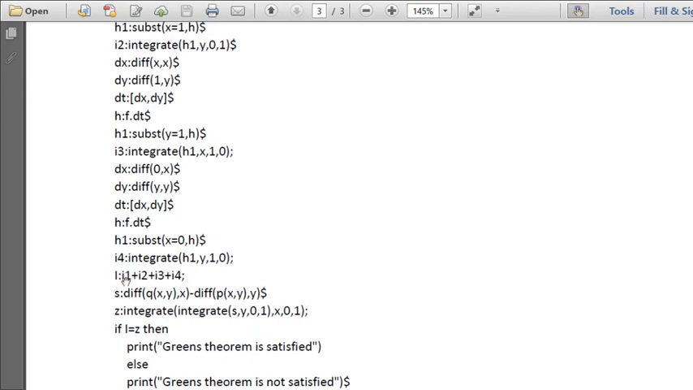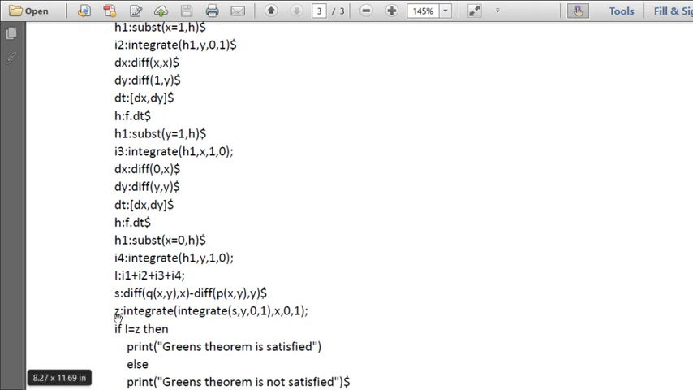Now add up all those, that is your line integral over C. So your capital I contains the line integral over C of pdx plus q dy. Now find out what is your dou q by dou x minus dou p by dou y. That is differentiation of q of xy with respect to x one time minus differentiation of p of xy with respect to y one time, and store it in S.